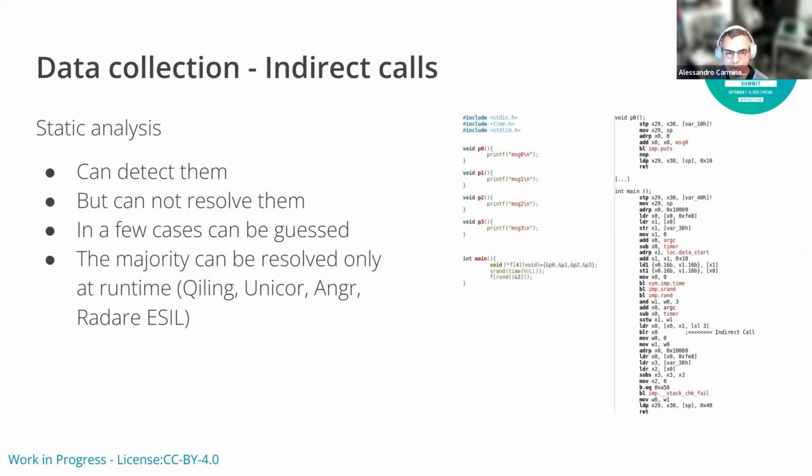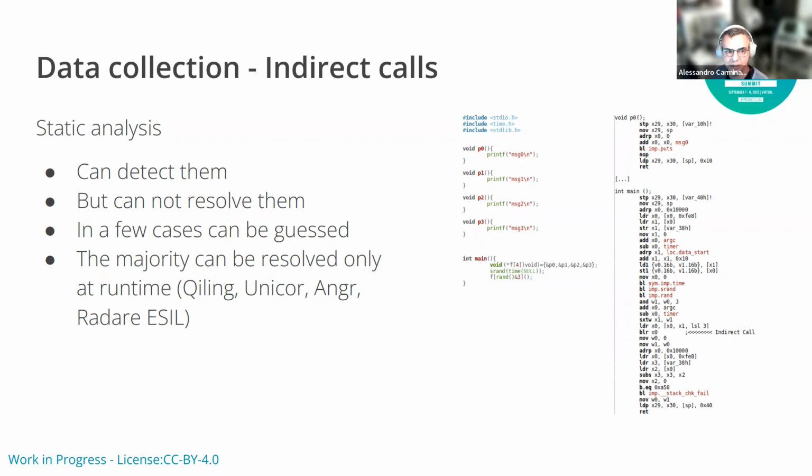Detecting indirect calls is possible. Resolving these calls statically is in general not always possible. The current tool implementation can guess a resolution only in a few cases. Use of emulation tools like Angr, Unicorn, and Radare ESIL can help to resolve deterministic indirect calls, but the other, non-deterministic ones, like the example shown in the slide, cannot be solved.